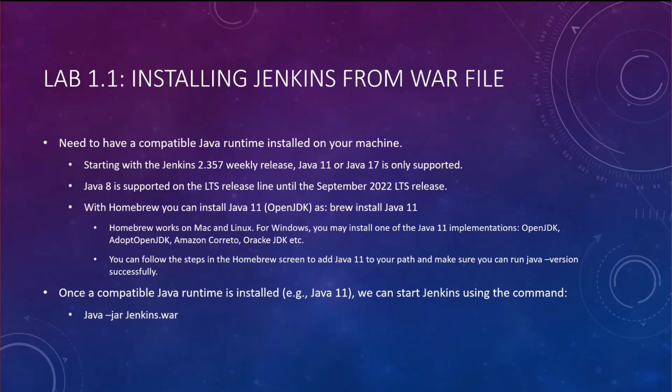Starting with Jenkins 2.357, only Java 11 or Java 17 is supported. Similar to Jenkins, Java also has this concept of long-term support and regular releases. The duration is different. These 11 and 17 are the long-term supported versions of Java. If you are new to Java and need some idea about it, you can watch the Java videos on the Trainso YouTube channel and ask if you have any doubt. I'm more than happy to take sessions again on Java if you need. Java 8 is supported on the LTS release line until the September 2022 LTS release.